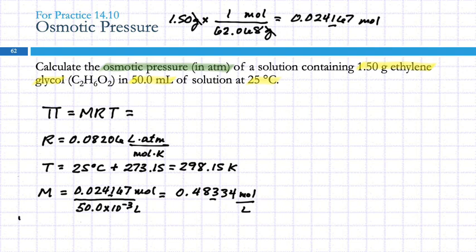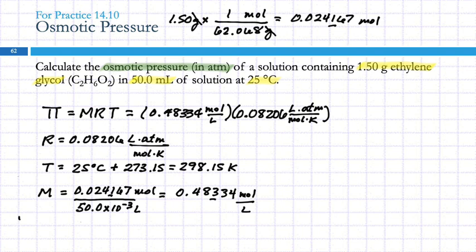So now I have all the pieces. 0.48334 moles per liter times 0.08206 liters times atmospheres per mole Kelvin times 298.15 kelvins. 11.8 atmospheres.